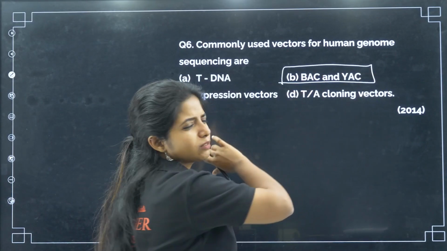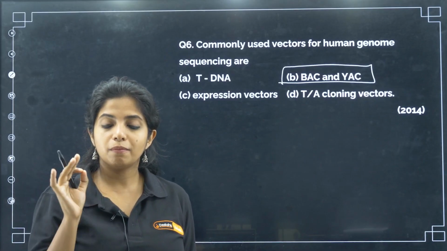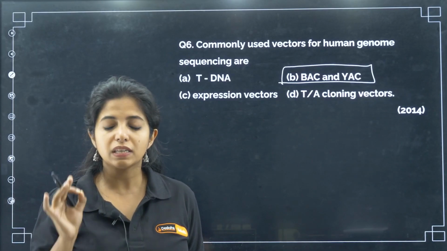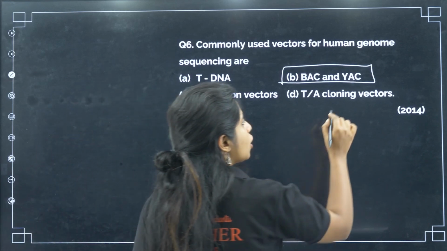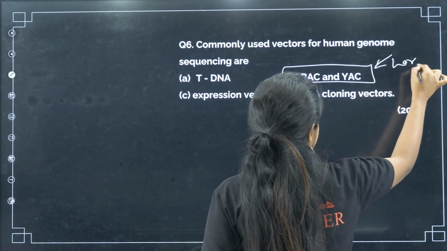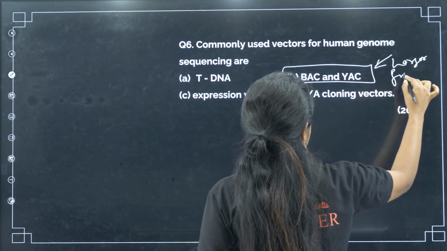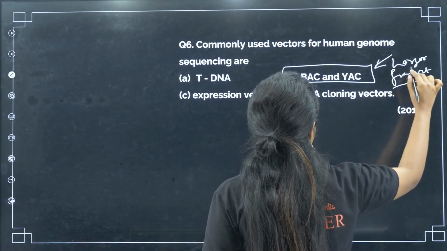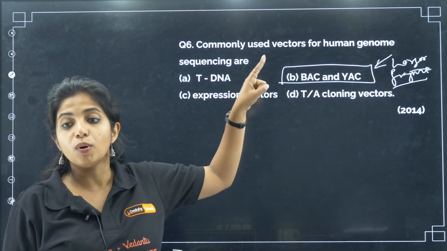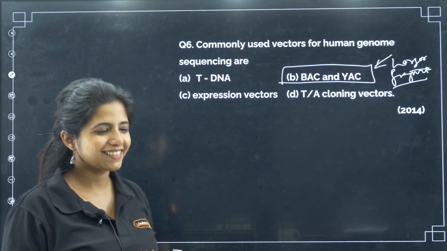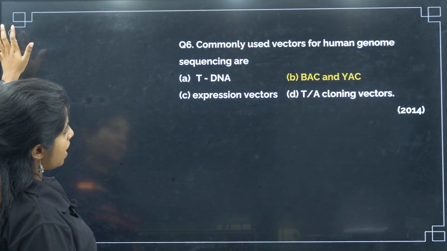Straight. You don't need explanation for any options. Just remember BAC and YAC. Bacterial artificial chromosome, yeast artificial chromosome, my dear children. Why them? Because they can accommodate larger fragments, which is very important in sequencing of the human genome. So your answer becomes what? B.